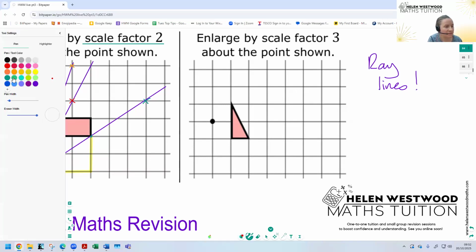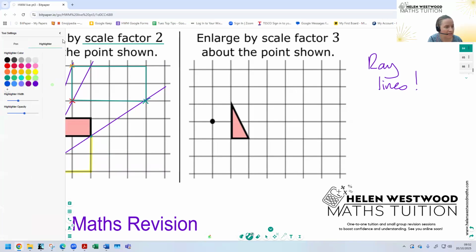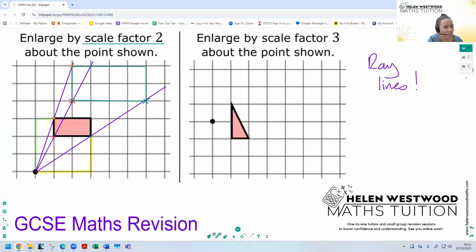So that gives us, if I join up those 3 corners, we can see that our rectangle that was 1 square tall and 2 squares across is now 2 squares tall and 4 squares across, just as we're expecting. Now you can either draw in the final ray line, or if that makes your diagram a little bit too busy, you can finish off your rectangle. I'm just going to go over it in the highlight just to really emphasize where that enlarged rectangle is. And you can see that we've got a rectangle that's twice as big, that's been enlarged with a scale factor of 2, but is also in that correct position on the grid.